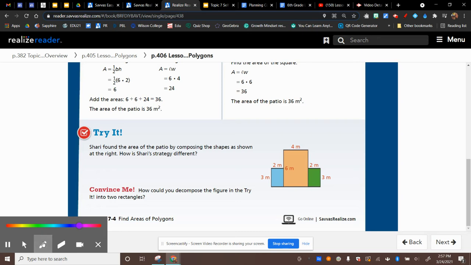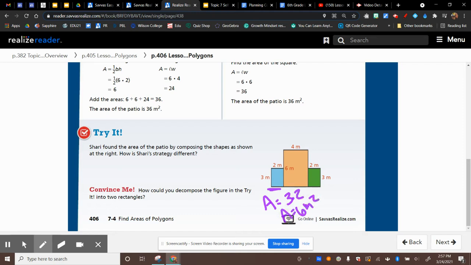So I now see 3 rectangles. The first one is going to be right here, which area equals length times width, which is 3 times 2, 6 meters squared. We're going to do the second one right here. So that area is length times width, which is 4 times 6. Area equals 24 meters squared.